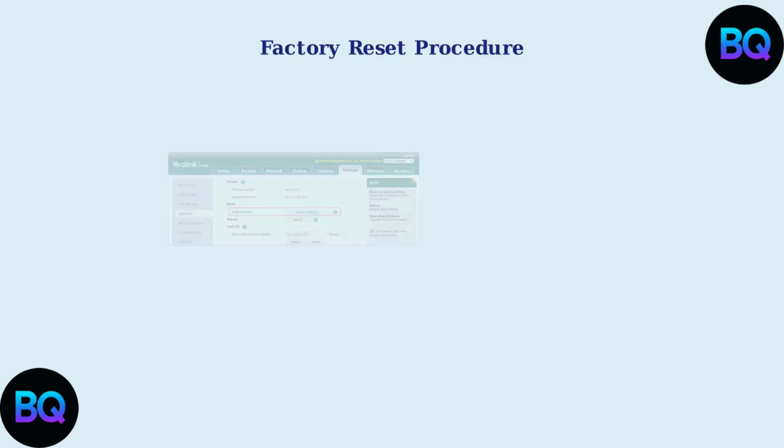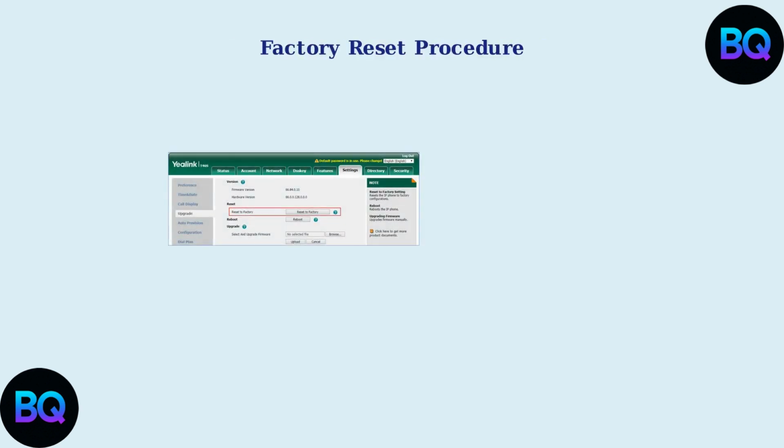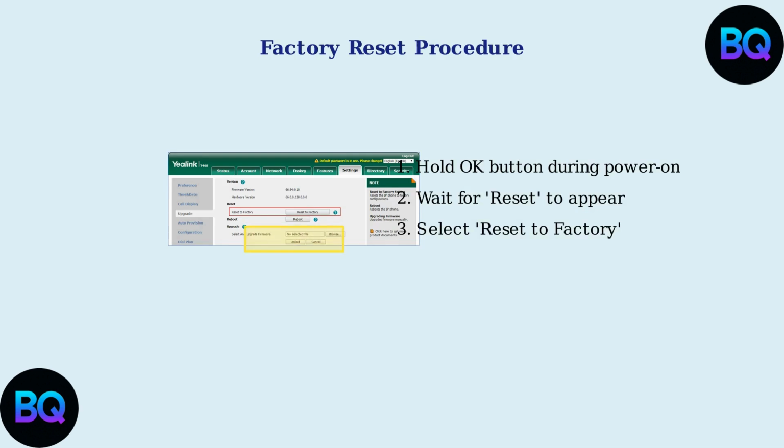When basic troubleshooting fails to resolve the initializing issue, we need to perform more advanced troubleshooting steps. The first step is attempting a factory reset, which will restore the phone to its original default settings. To perform a factory reset, hold the OK button on your Yealink phone during power on. Continue holding until the word Reset appears on the display, then select Reset to Factory from the menu options. This factory reset will clear all configuration conflicts and return the phone to its default state. Allow the phone to complete its initialization cycle, which typically takes 5 to 10 minutes.